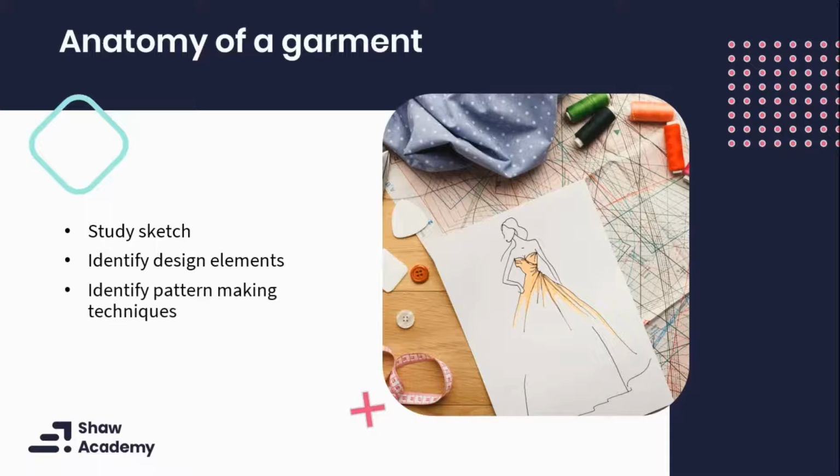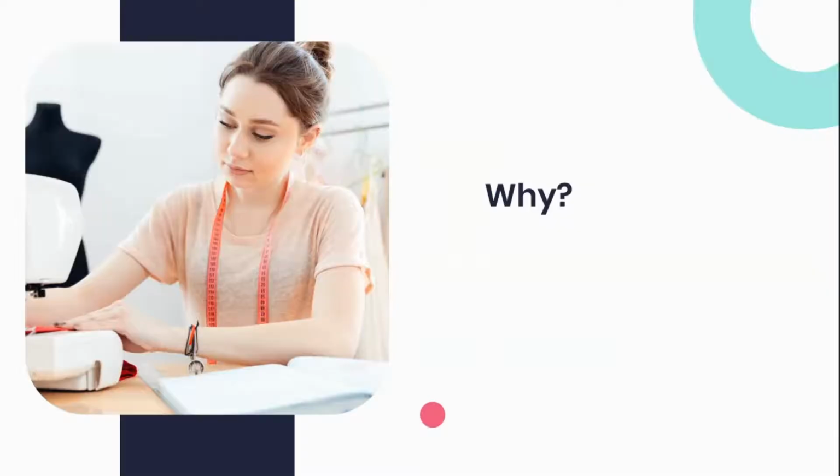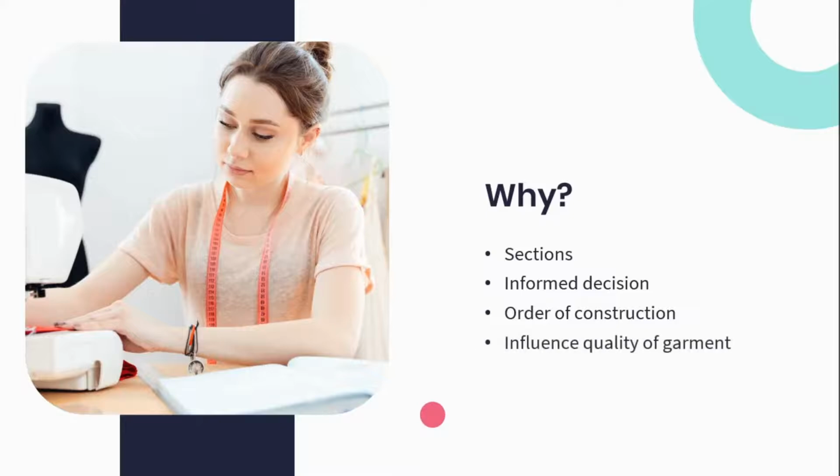You already know that the analysis of the design will help you with pattern making. But did you know that it will also help you with garment construction? How? If you can break a garment up into sections and really look at the anatomy of the garment, it enables you to make an informed decision regarding the order of construction. This is incredibly important as it can influence the quality of the final garment significantly.